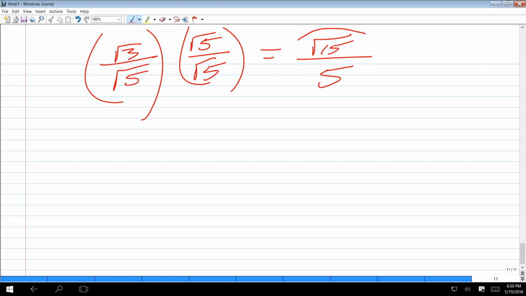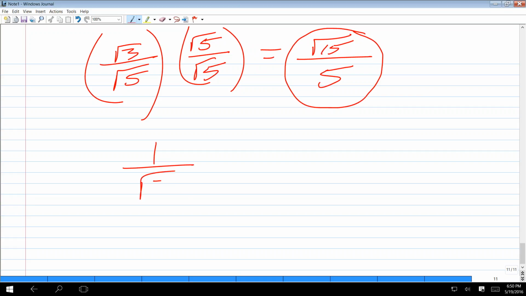Now, even though that has an irrational number in the numerator, that's okay. You can have irrational numbers in the numerator. You just can't have them in the denominator. And we did something wrong if we have it in the denominator.